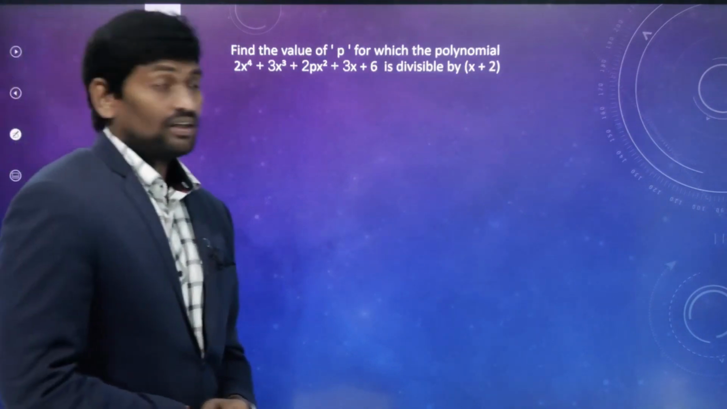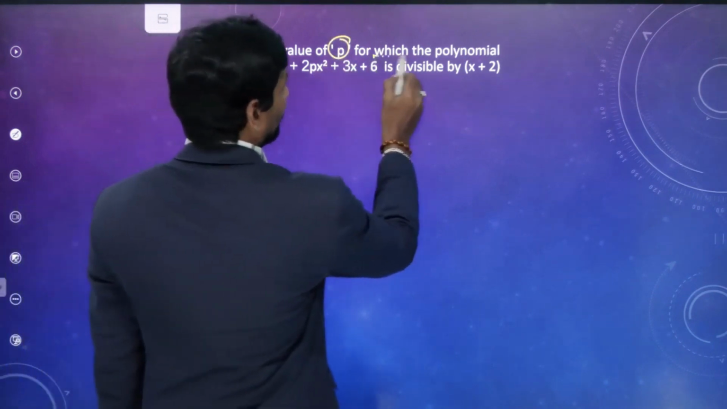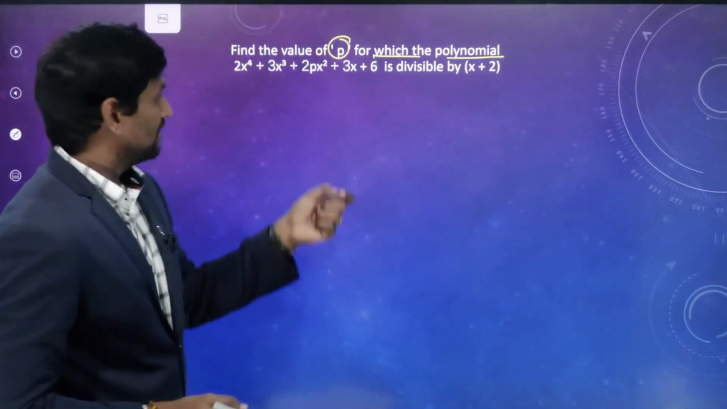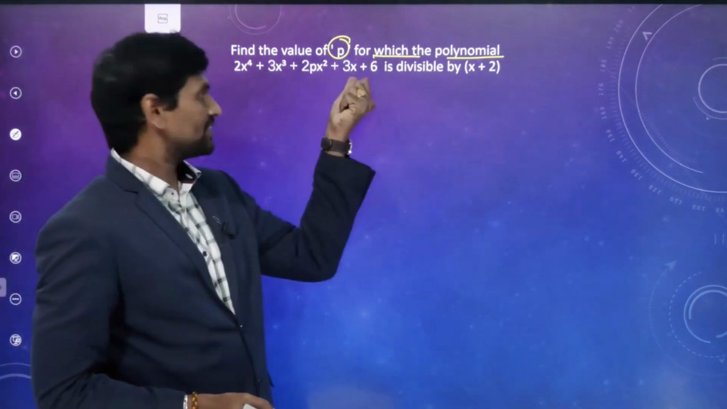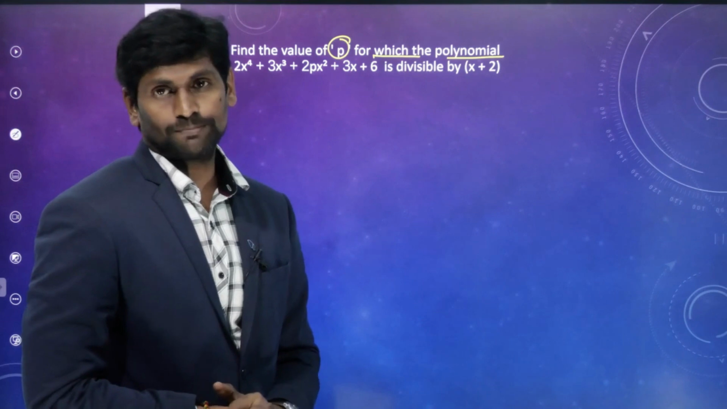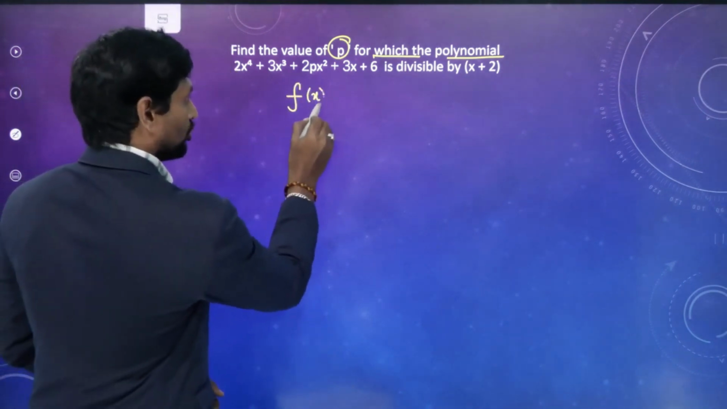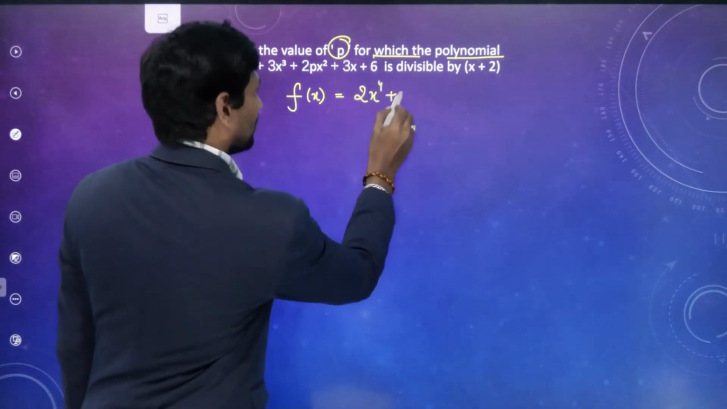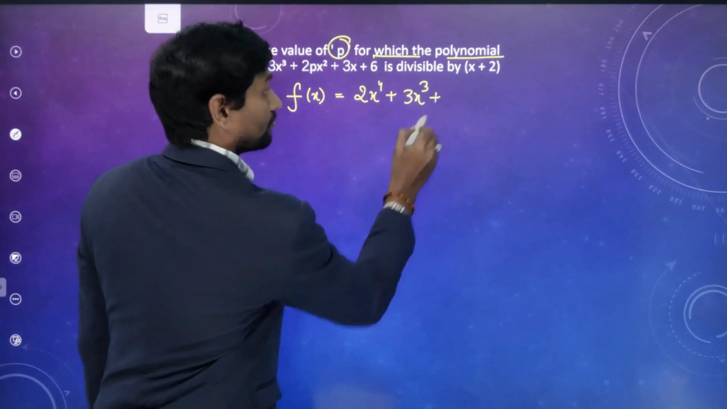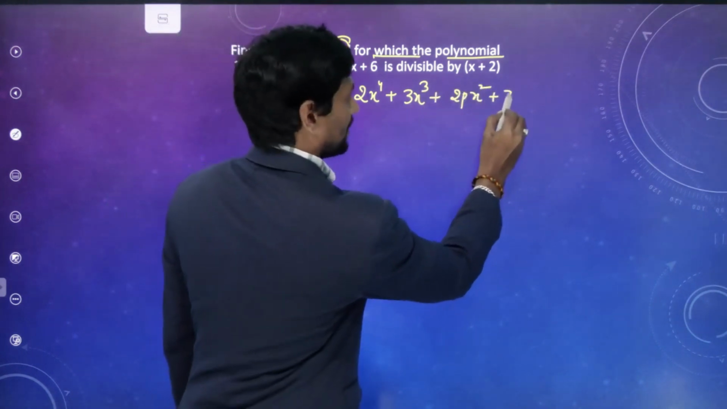Right. Let us go to the next problem. Find the value of p for which the polynomial 2x power 4 plus 3x cube plus 2px square plus 3x plus 6 is divisible by x plus 2. How to find the p value? Now let us take the given polynomial as f of x. I am writing all the terms here. 2x power 4, 3 into x cube plus 2px square plus 3x plus 6.